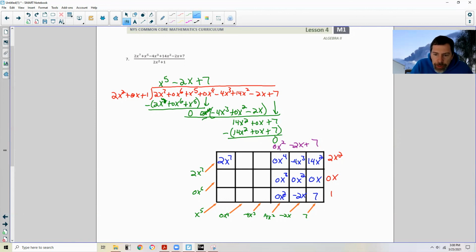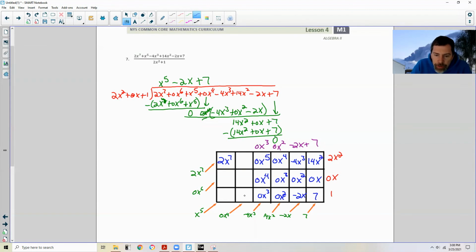Now I'm going to work here because I have this and this, so I need one more. I have a negative 4x cubed, I have a 0x cubed, I need negative 4x cubed. So this is going to be 0x cubed as well. 0x cubed times 1 is 0x cubed. 0x times 0x cubed is 0x to the 4th. And 2x squared times 0x cubed is 0x to the 5th.